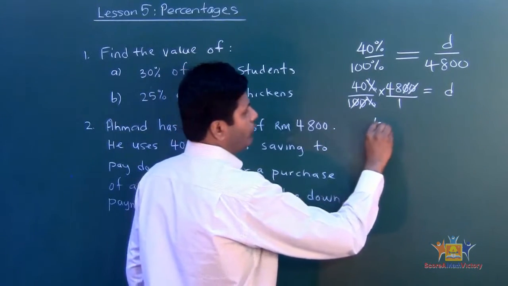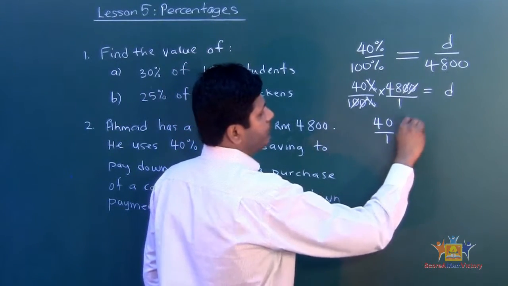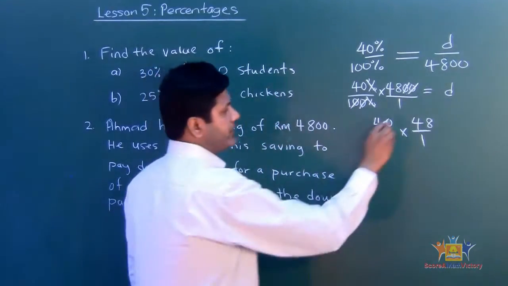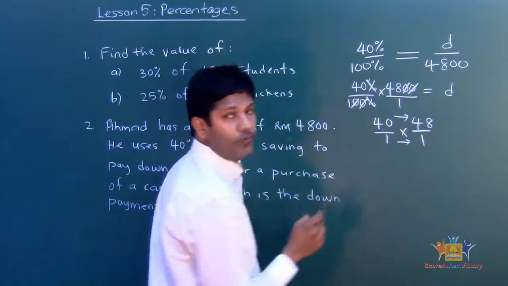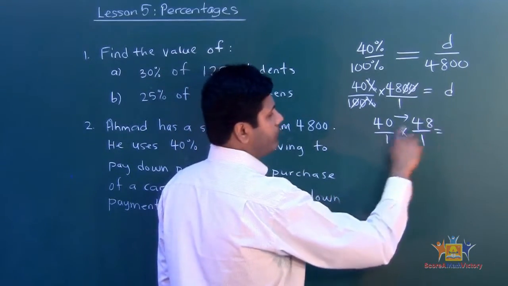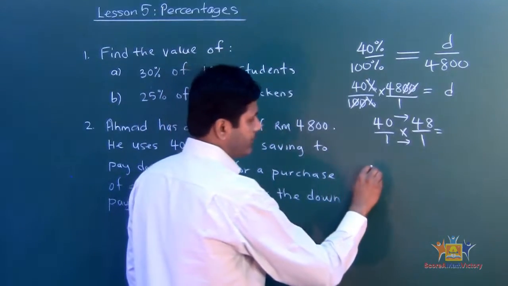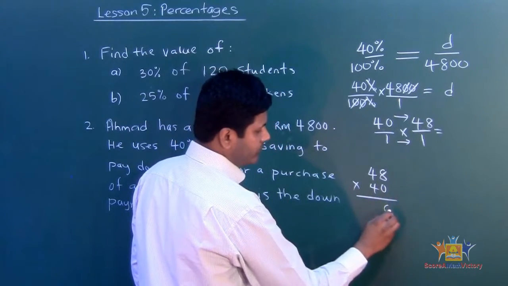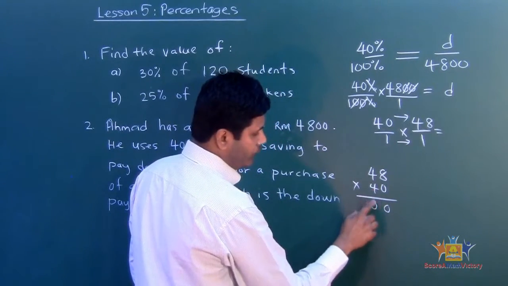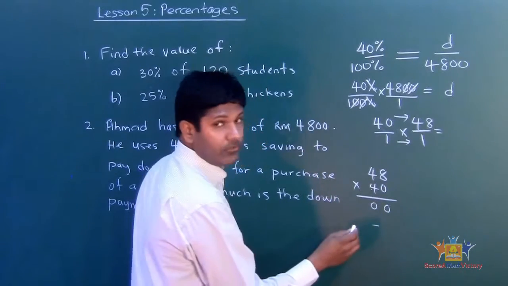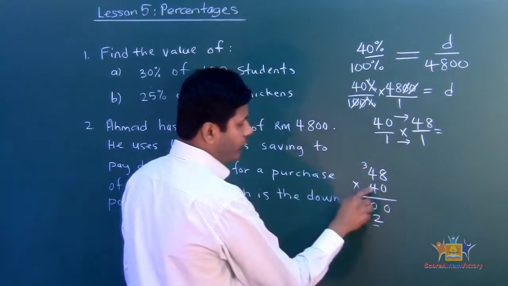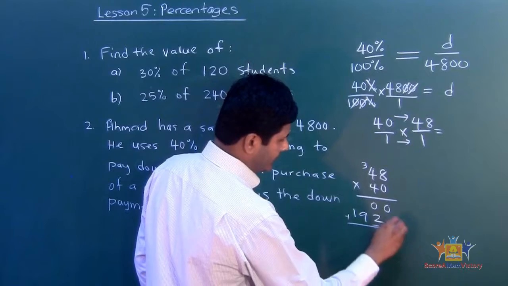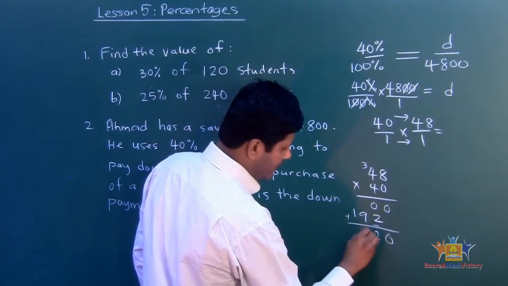So now let me rewrite that: 40 over 1 times 48 over 1 after I simplified, and I'm going to use the double arrow method. So 40 times 48, and 1 times 1. For 40 times 48, I have to use the long multiplication method. So I put 48 times 40, lining them up. 0 times 8 is 0, 4 times 0 is 0. Then 4 times 8 is 32. So 2, carry 3. 4 times 4 is 16, plus 3 is 19. Then I add them.